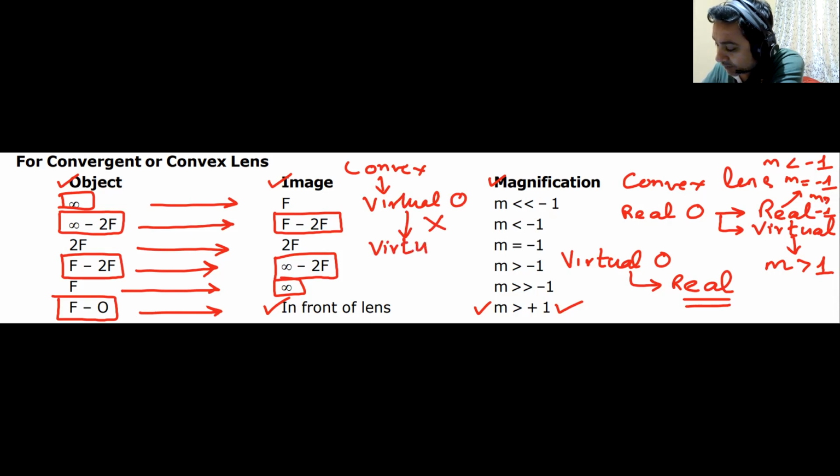So, does it remind you of something that we have done before? This was exactly the same case for a concave mirror. A concave mirror cannot form a virtual image of a virtual object. Similarly, here, a convex lens cannot form a virtual image of a virtual object. Do we understand this? Yes, sir. I'll give you a minute to note it down.